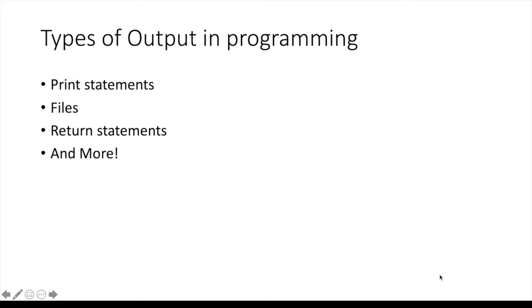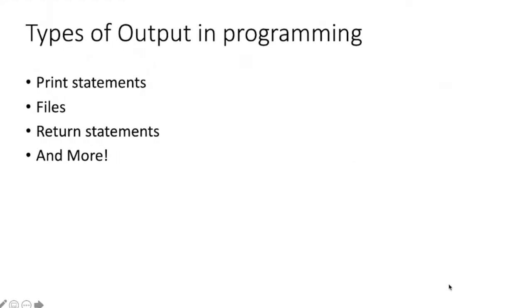Finally, the types of output in programming: print statements that allow us to print stuff back out to the screen. There are files where we can write our information out to a file. Return statements where we can return information from our functions, as well as, again, much more.